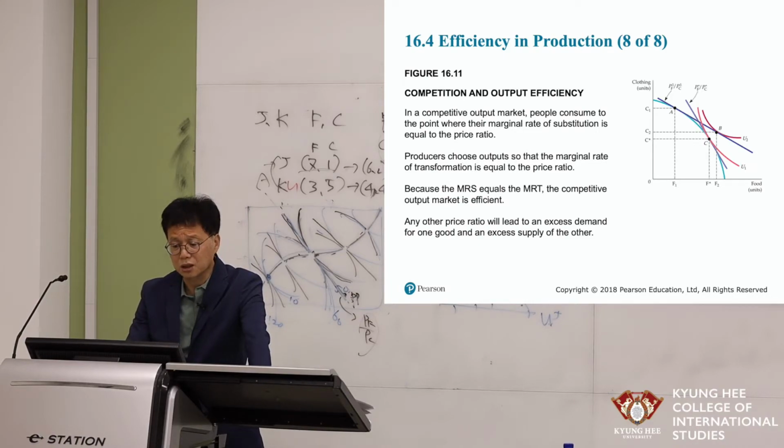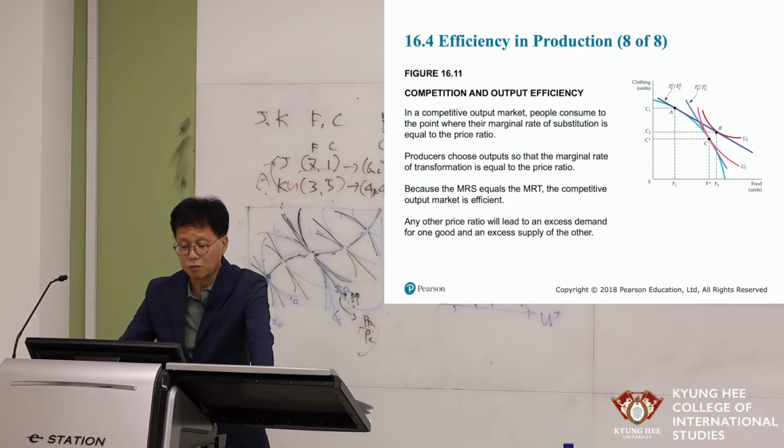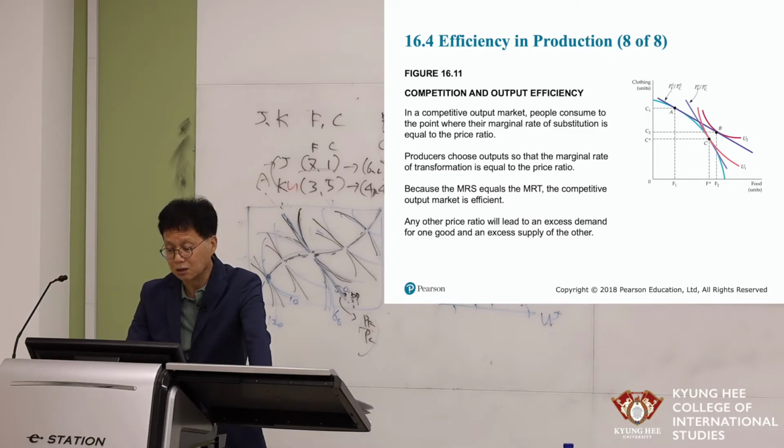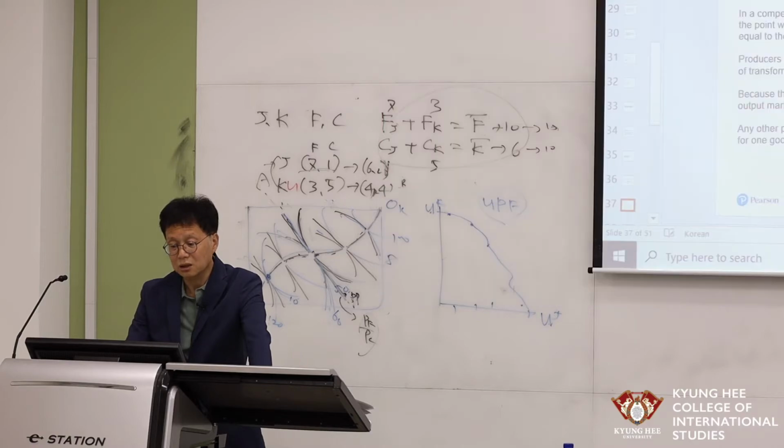Competition and output efficiency. In a competitive output market, people consume to the point where the marginal rate of substitution is equal to the relative price, PF over PC. Producers choose output so that the MRT is equal to the relative price. Right? We already studied this. Because the MRS equals the MRT, the competitive output market is efficient. The competitive output market is efficient, led by the market or price. Any other price ratio will lead to excess demand for one good and an excess supply of the other. Right? That is output efficiency.